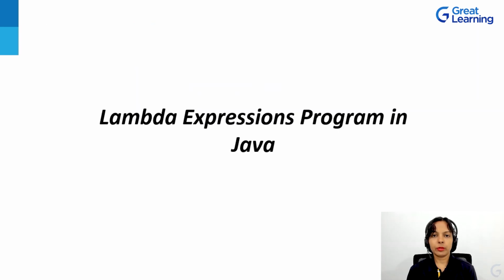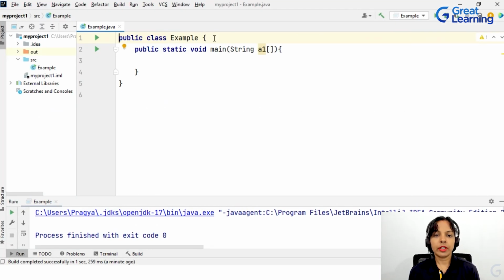Now let me talk about the Lambda expression program in Java. That is, I'll be going to the IntelliJ IDE where I'll be writing the code and demonstrating an example of Lambda expression code. So let's go to the IDE. Here I have already created a file with the name example. So the class name is also example. The public static void main method is also defined there. Now I have to write a Lambda expression here.